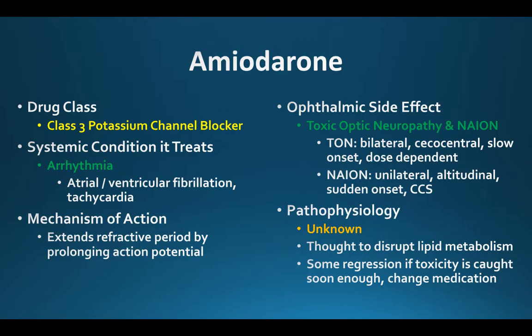The pathophysiology is unknown, but it is thought to disrupt the lipid metabolism. With the toxicity, there will be regression if you catch it soon enough, and the practitioners or cardiologists that prescribe the amiodarone will actually change the medication to stop that. Coming back to the ophthalmic side effects, the neuropathies are not the most common side effect from this. It's actually a corneal finding called whorl keratopathy that's most common with amiodarone, and this is just a finding. It won't affect vision in any way.